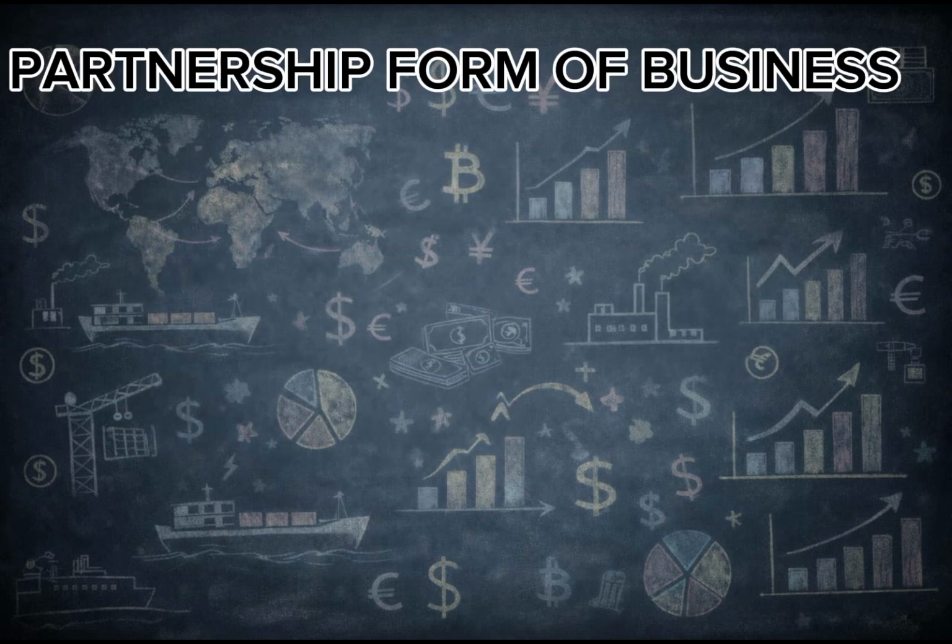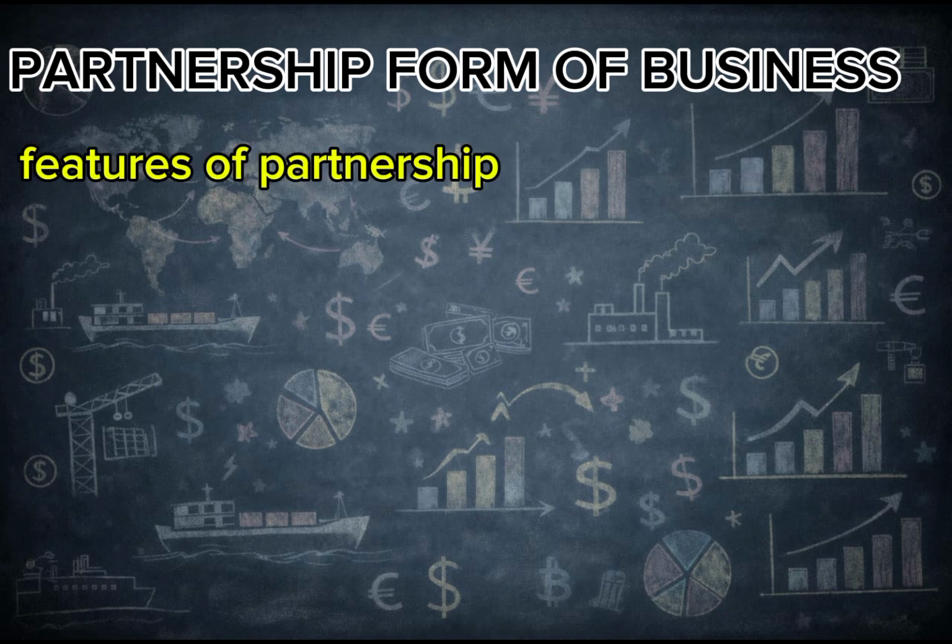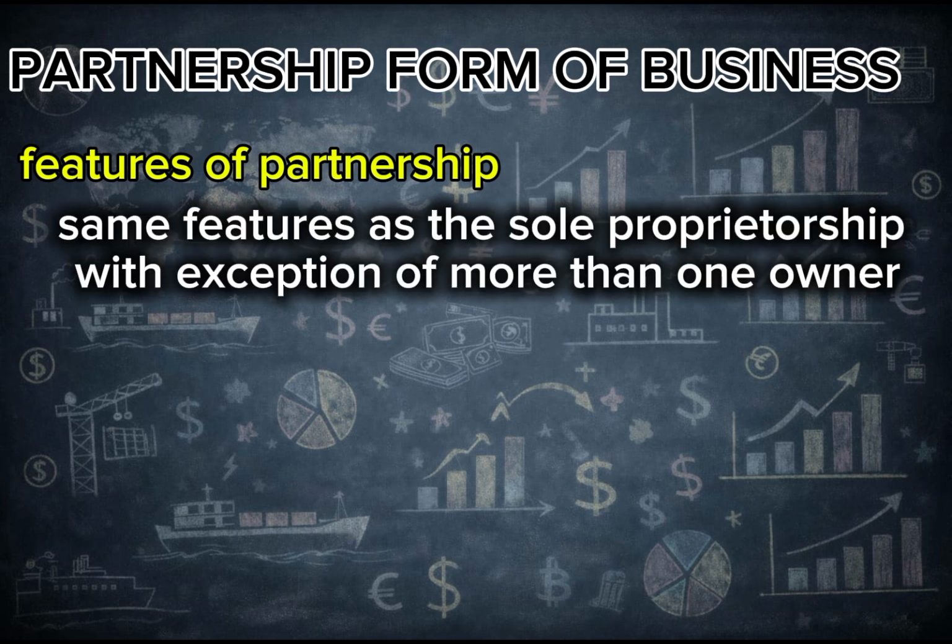The partnership business, this is another form of business. The partnership business is so much like the sole proprietorship business, but the main difference between the partnership business and the sole proprietorship business is that in the partnership business, the owners are more than one. We can have two or more people in such a partnership. Partnership business simply means when two or more people come together in order to do or carry out a business.